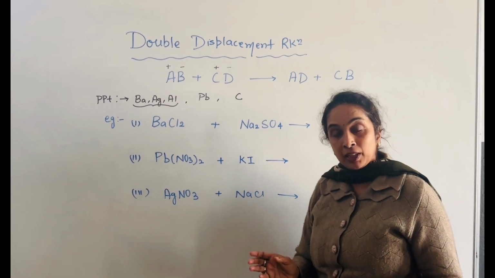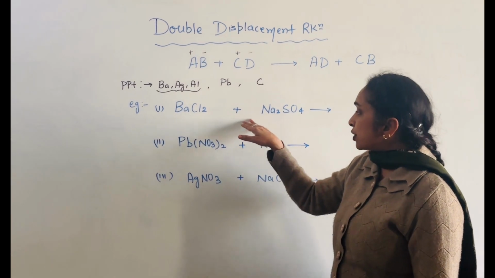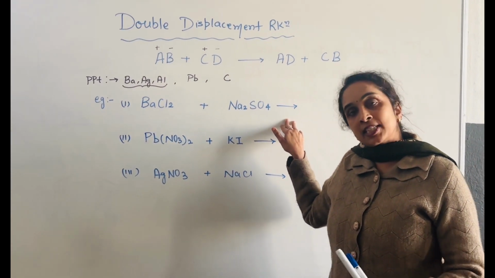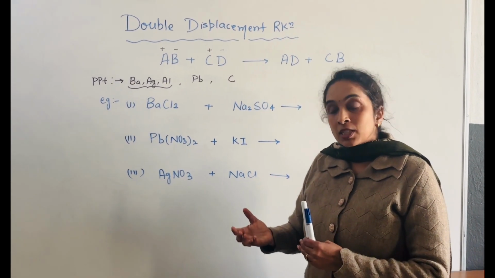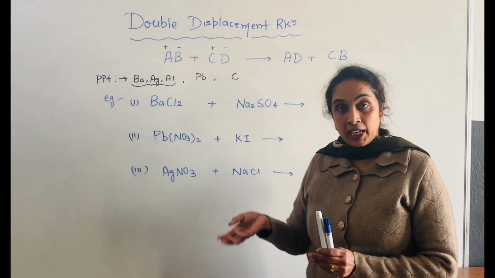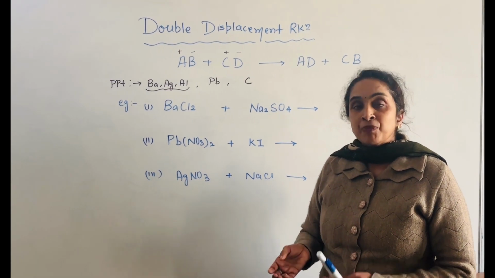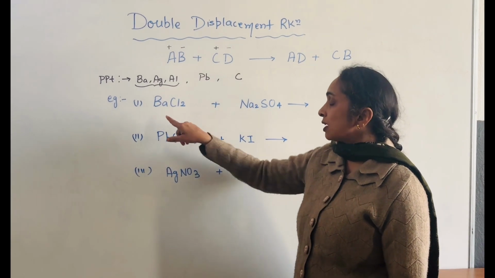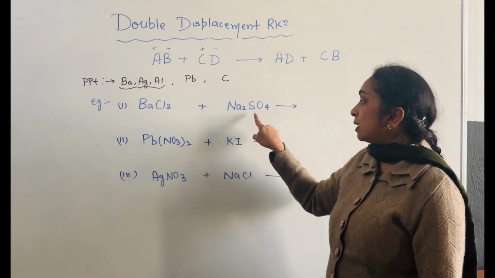It is very simple, but the problem is that in this reaction, always and always, except the neutralization reaction, a precipitate is formed. So students face problems deciding which compound forms the precipitate, or which compound is formed in the solid state. For this, I am going to give you a trick. For example, barium chloride reacting with sodium sulfate.